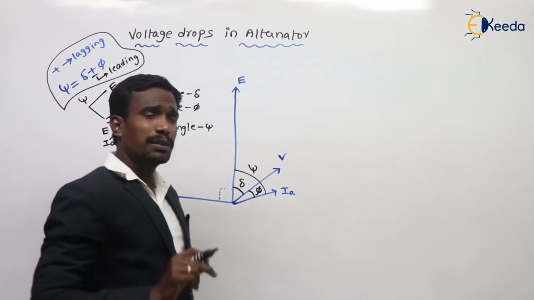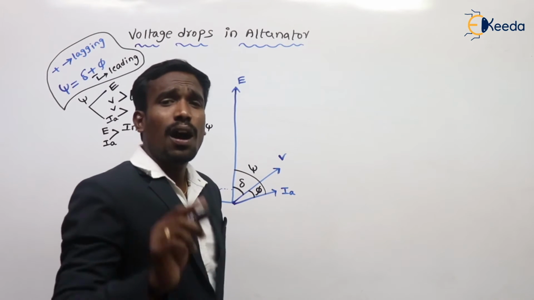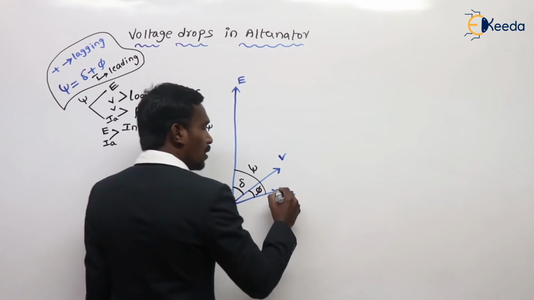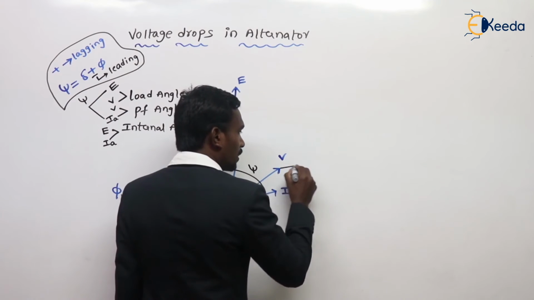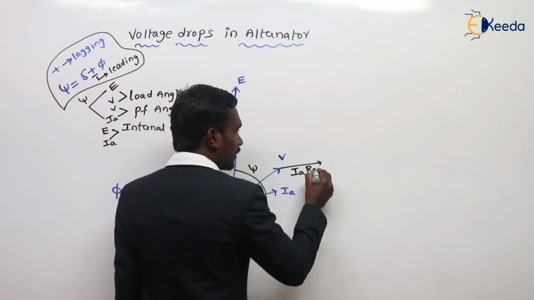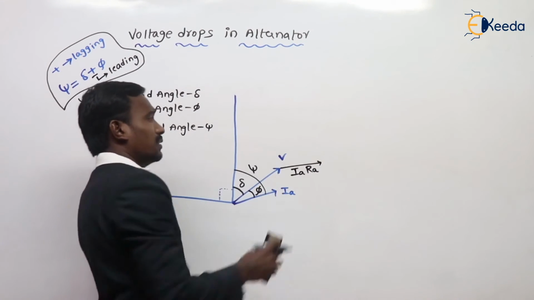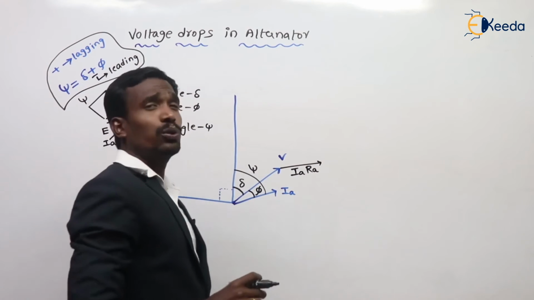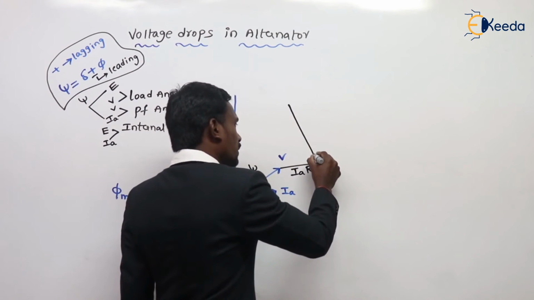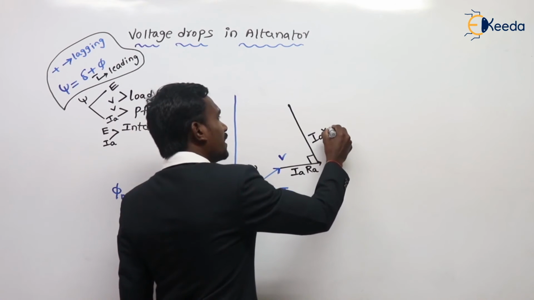Now we have three types of voltage drops here. One is the resistive drop. Always the resistive drop is parallel to the current. So actually the current is here, so the resistive drop is also here. This is IaRa, the drop due to resistance. And next one, the drop due to reactance, that is perpendicular to this one. So this is the drop due to reactance, which is called IaXL.